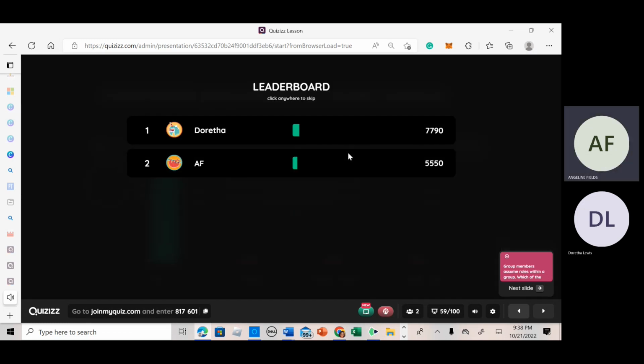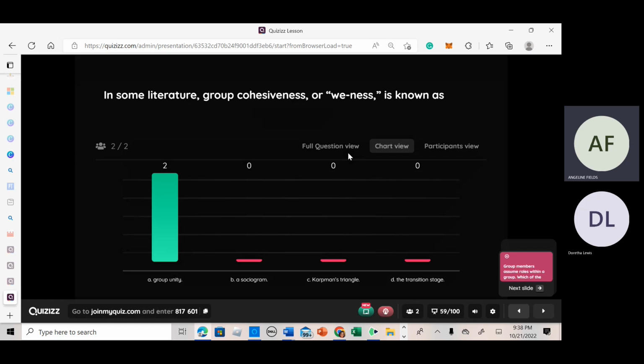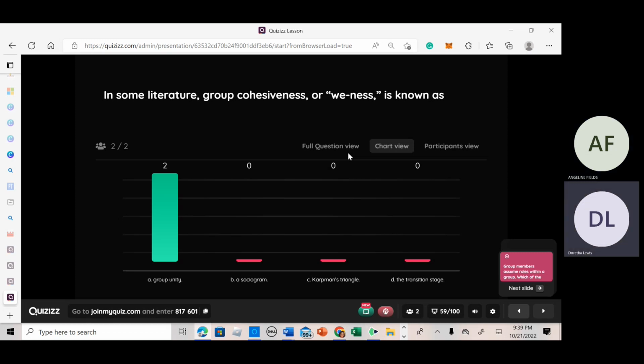So, in some literature, group cohesiveness or we-ness is known as group unity. And I think the definition is within the question itself: cohesiveness and we-ness does provide unity.